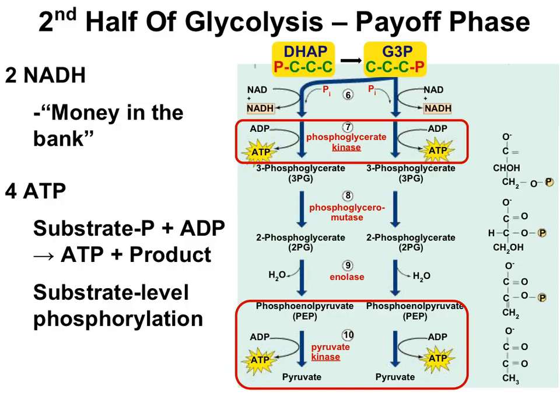The second half of glycolysis is the payoff phase. In reaction 6, the first reaction of the payoff phase, 2 NADHs are made. Think about NADH as tickets or money in the bank that can be cashed in later at the electron transport chain. In reaction 7 and reaction 10, you can see that a total of 4 ATPs are made. 1, 2, 3, 4. 2 of these ATPs pay back the initial investment of ATP from the first 5 reactions, and then there are 2 bonus ATPs that can be used to do other work in the cell.